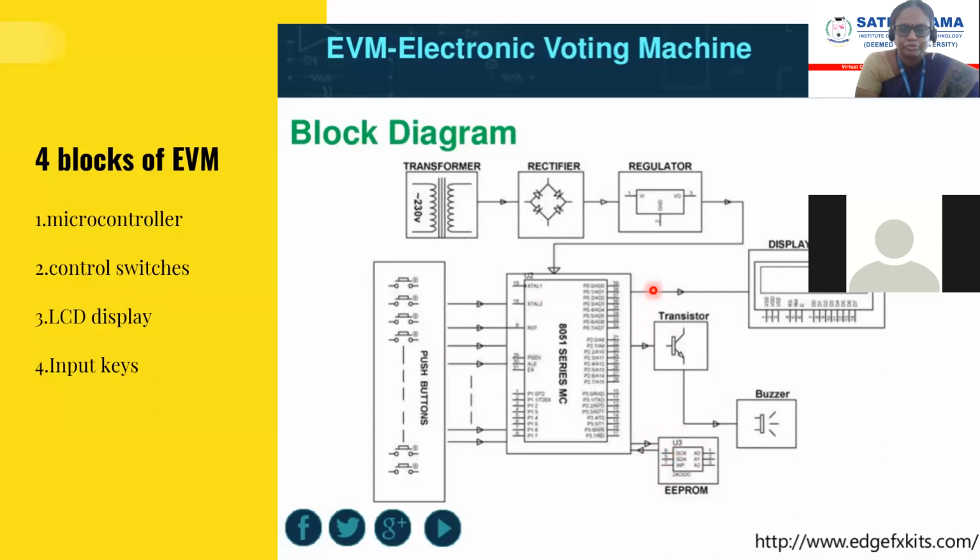Here we are using a 16 into 2 LCD. 16 into 2 is nothing but 16 columns and 2 rows. It is a liquid crystal display. It can be easily interfaced and controlled by the microcontroller using input-output pins. Ma'am, next slide, ma'am.